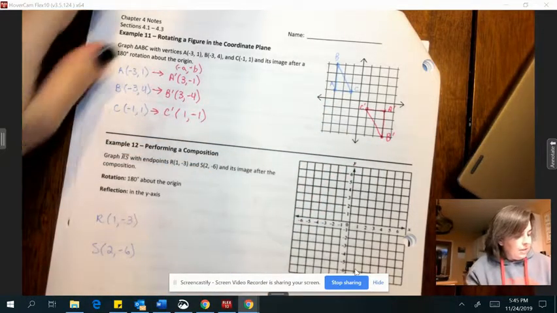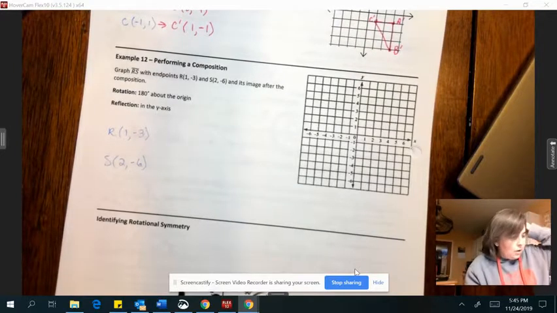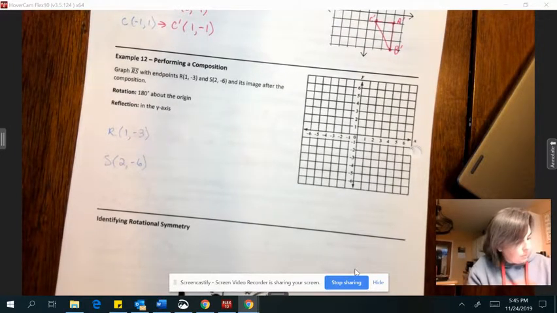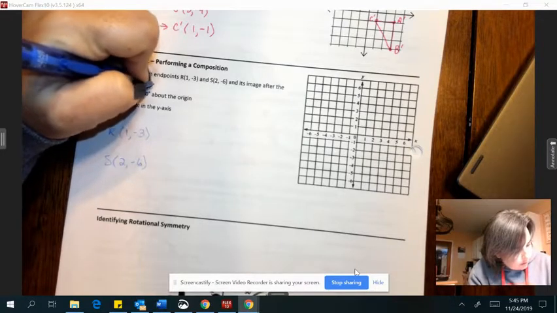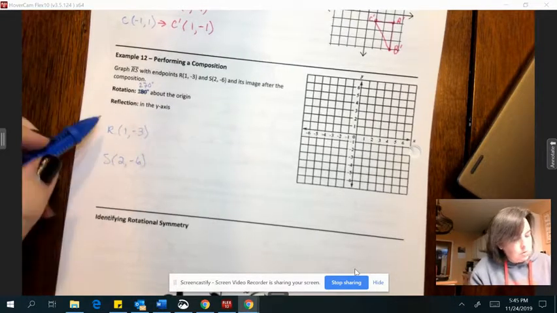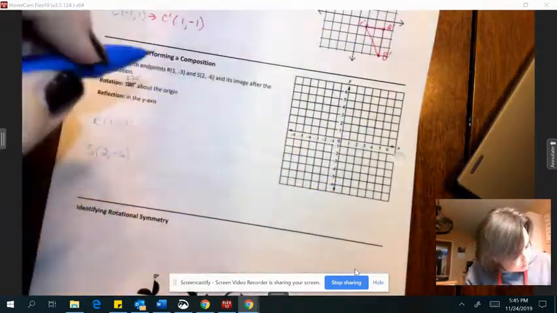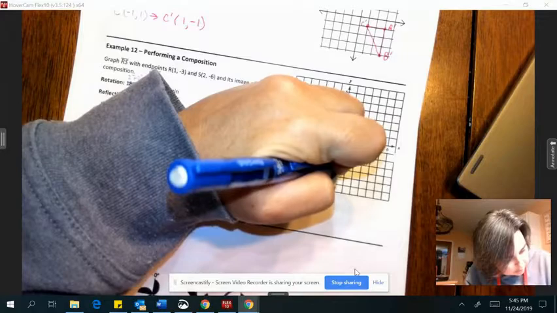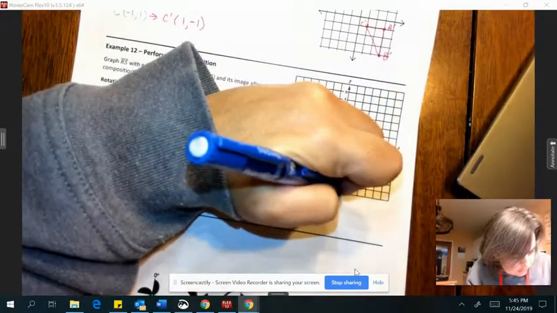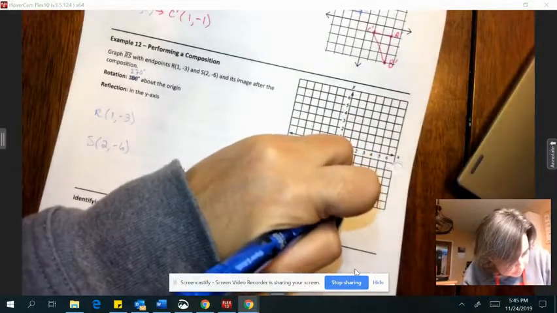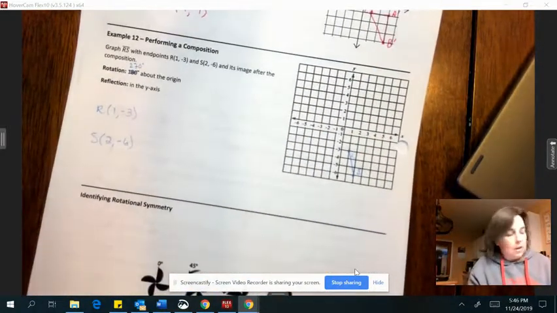Okay. Then the next one, we're going to do composition. So we're going to do a rotation and a reflection. So I want you to switch this so we're not going to keep doing 180 degrees. Let's do 270. Okay, so I already rewrote the 2 points. Let's write them in. So R is at 1, negative 3. And S is at 2, negative 6. That's what we start with.